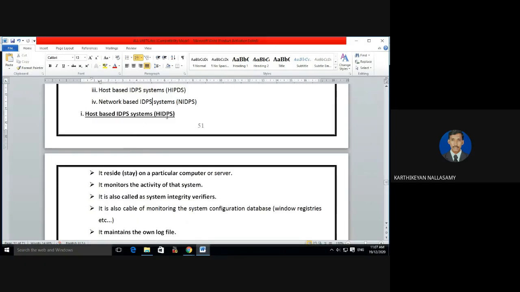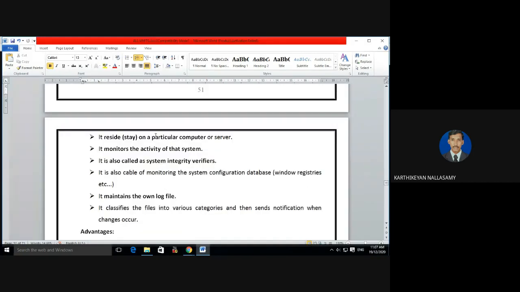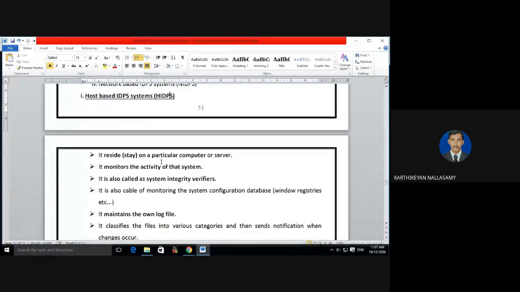If it is a host-based IDPS system, it will be on a particular location, or if you are talking about a system, it will reside only on that particular system itself. So it will be monitoring only the activity at the current location. If it is implemented for my cabin, it will look out only at my cabin. With the help of this IDPS, we are going to verify your integrity. Clear? You know what integrity is.